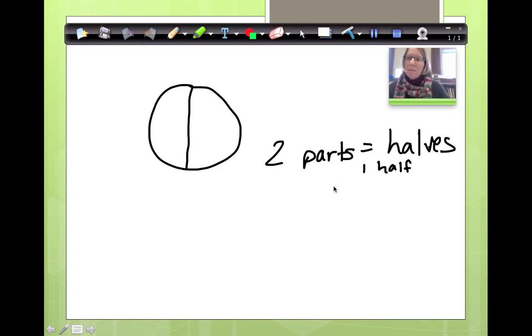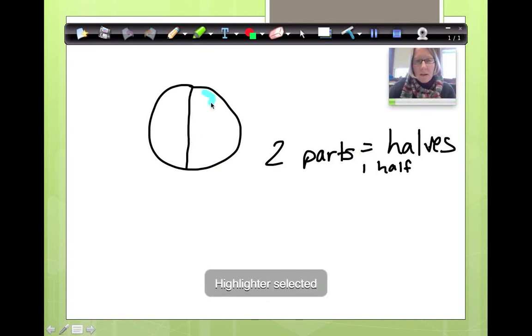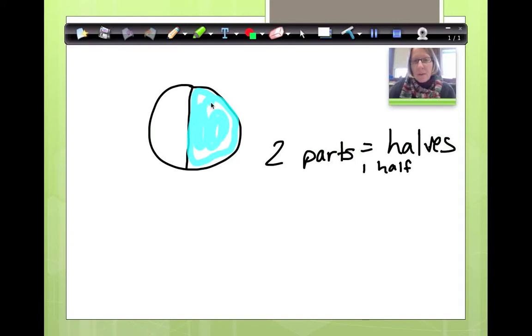Okay. Now, if I shade a part, what is the fraction that my picture shows? Well, how many parts? 2 parts. How many shaded? 1. This bottom one is for the number of parts. The top one is for the number shaded. Okay? Let's do another one.